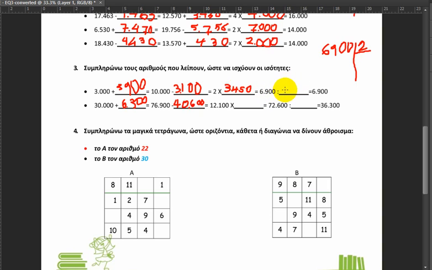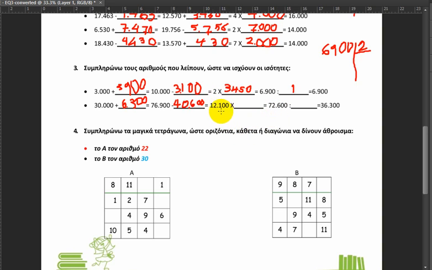And then it asks, what can I divide 6,900 with and get 6,900? The answer is, well, you need to think, what number can I divide anything with and have it stay the same? And the answer is 1. Because when I divide a number with 1, that number stays the same.